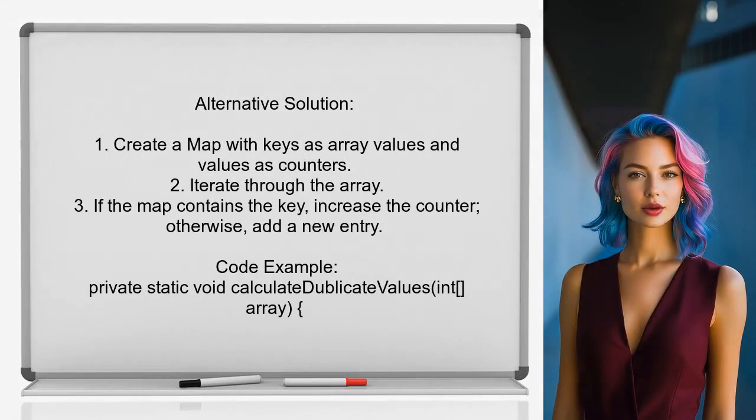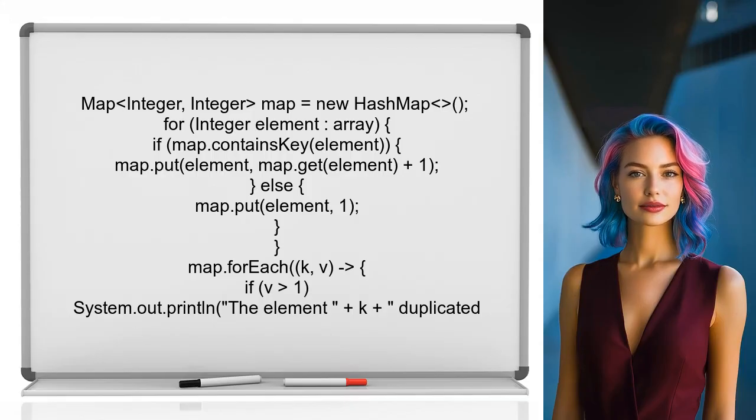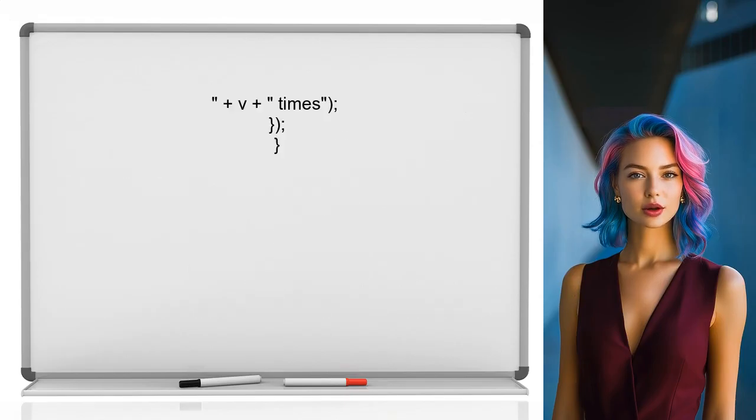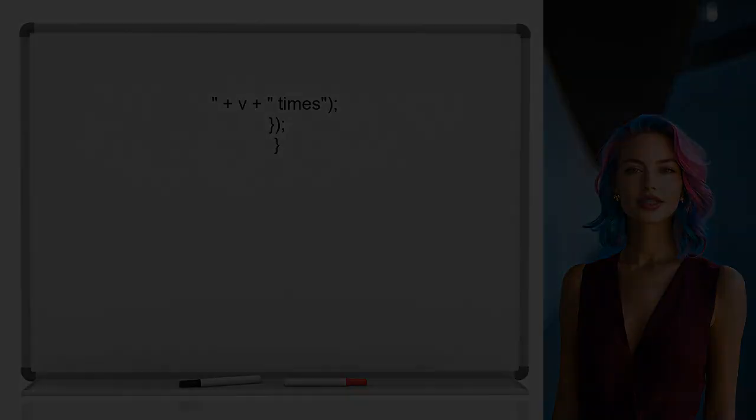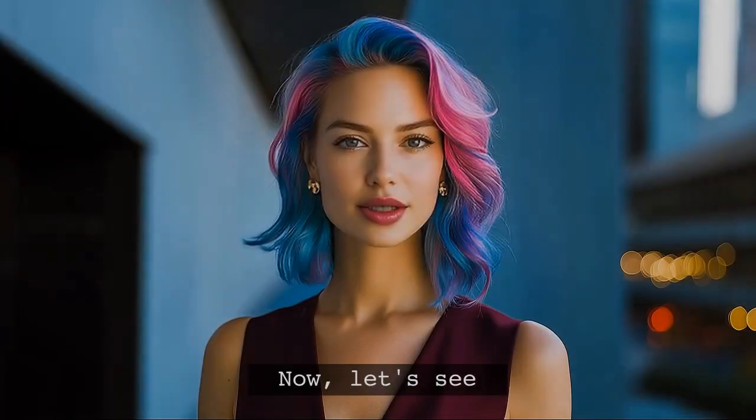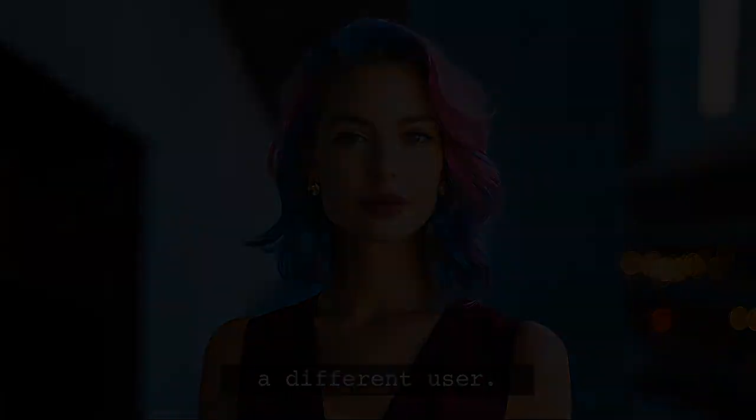An alternative solution provided by another user suggests using Java 8 features to count duplicate elements in an array. They recommend creating a map where the key is the element from the array and the value is the count of occurrences. Now, let's see a response from a different user.